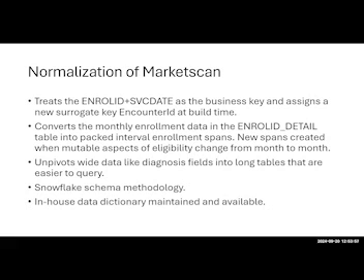MarketScan is normalized by using a unique combination of enroll ID and service date. So we assign an encounter ID to that unique combination. We also do packed intervals for enrollment spans in the enroll ID detail table. Whenever something changes, it triggers a different span. So maybe they were enrolled continuously for a long period of time, but one particular piece of data changed in that. And so you would have at least 2 different spans for that because something like their location changed, for example.